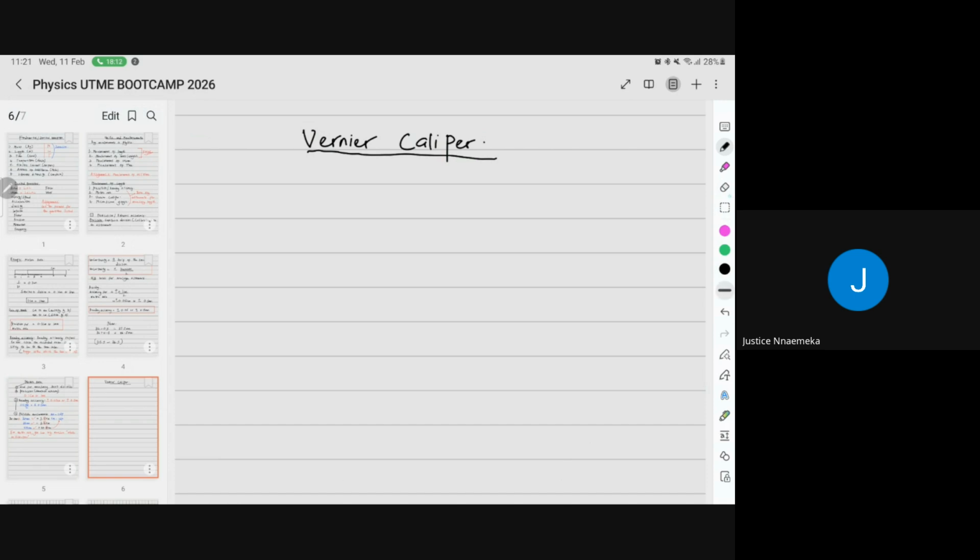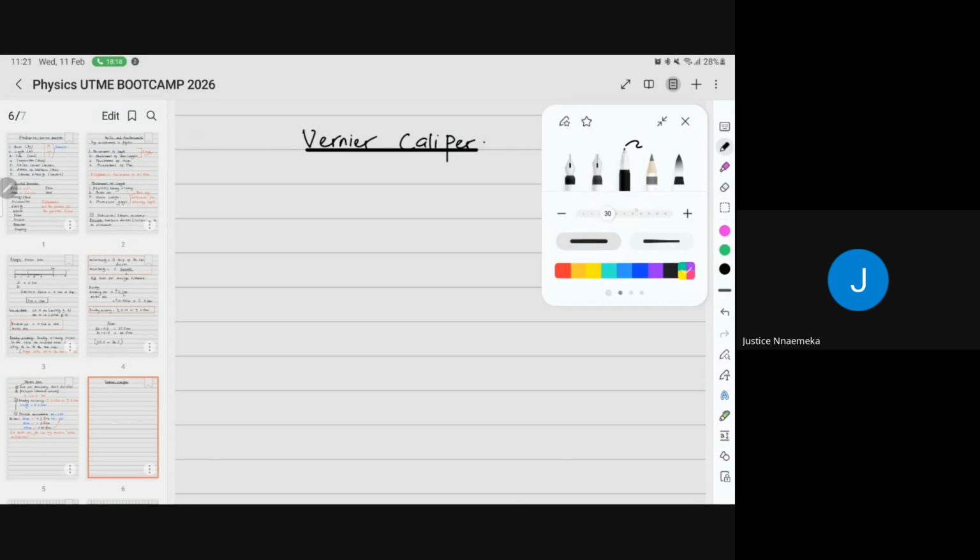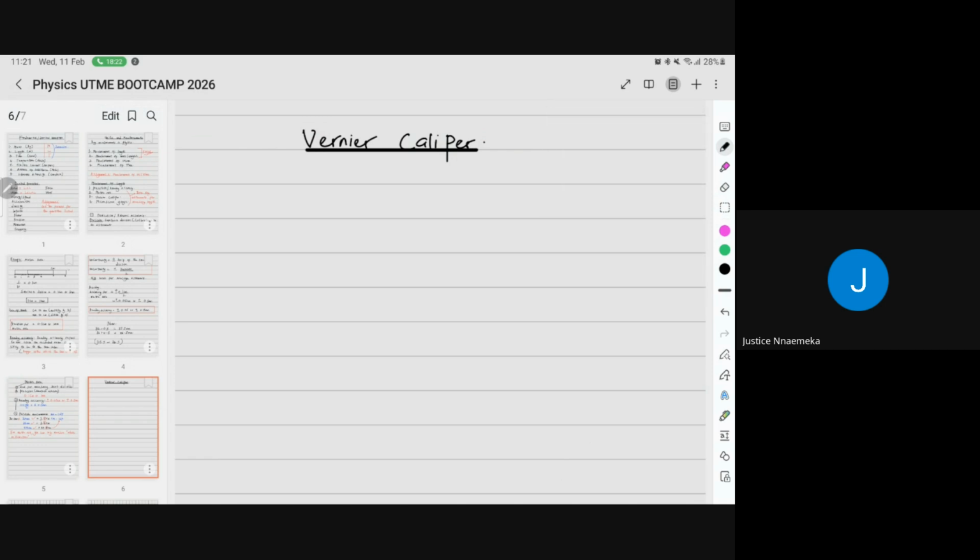Your vernier caliper is much more accurate than your meter rule. So the distances, the lengths that a meter rule cannot measure, your vernier caliper can measure because it is accurate. So now we use the vernier caliper.